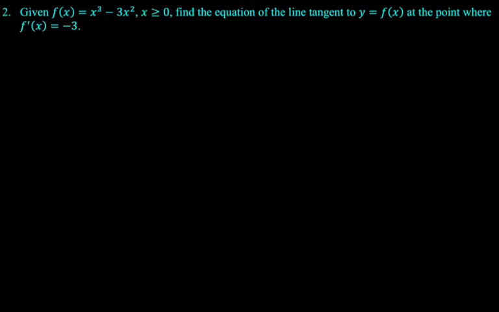Given f of x is equal to x cubed minus 3x squared, where x is greater than or equal to 0. Honestly, that's there because when I was writing the problem, I didn't know if there would be more than one x value where this happened, and I was a little worried about that. Find the equation of the line tangent to y equals f of x at the point where f prime equals -3. All right, so let's just do it.